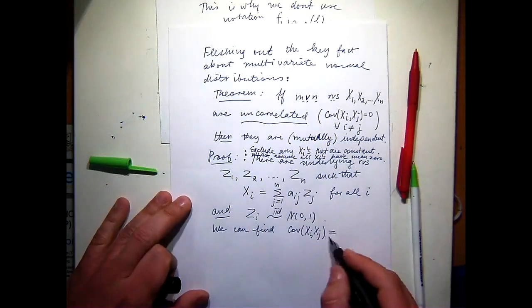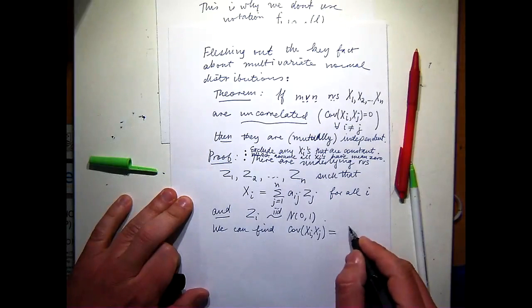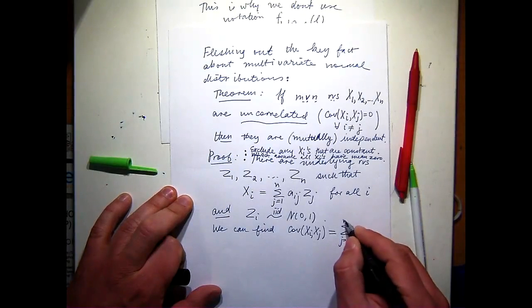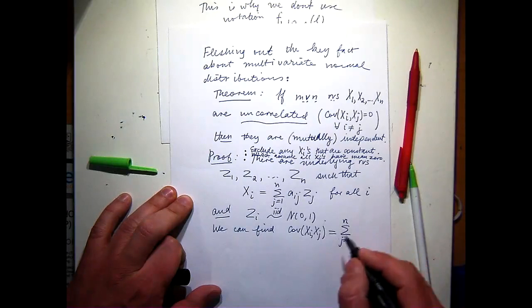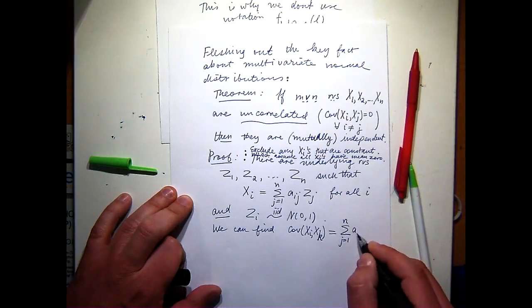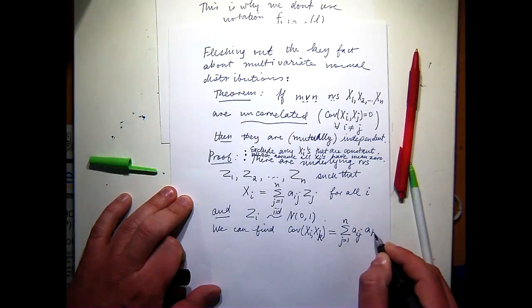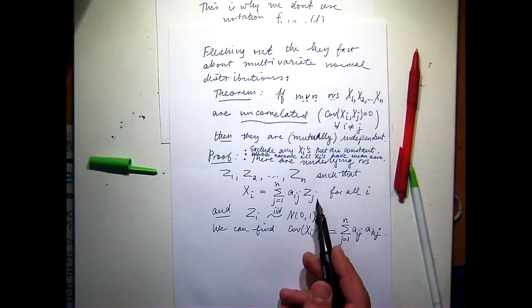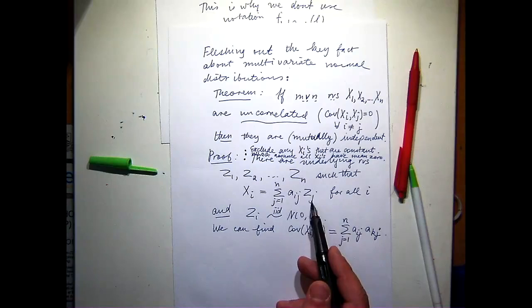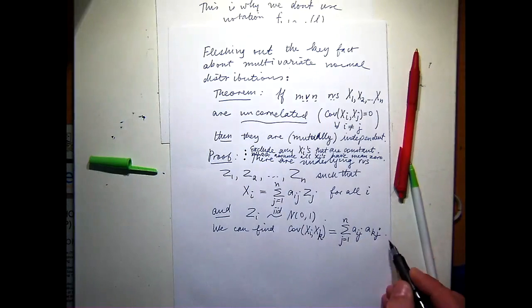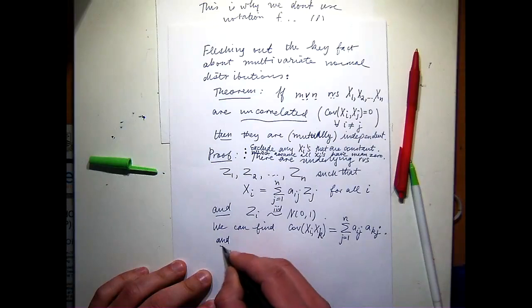So we can find covariance of xi, xk is the sum from j equals 1 to n of a_ij a_kj. So that's kind of like a dot product. Now, how is that the case? You just go through using the bilinearity of covariance. And the only ones that are going to pick out are when zj goes with zj. If zj goes with something that's not zj, then they are independent because of this.